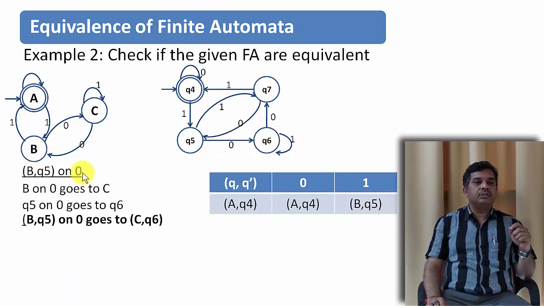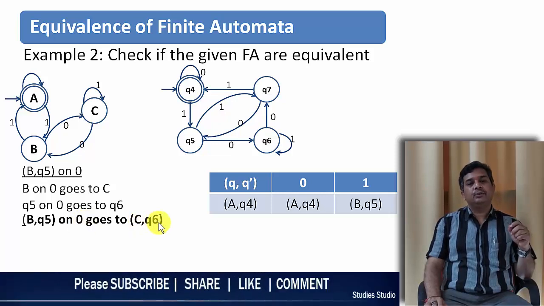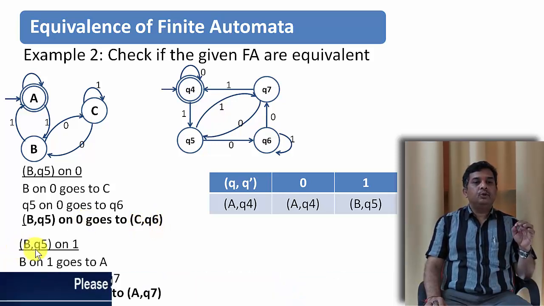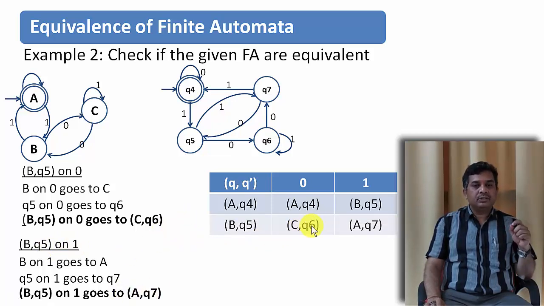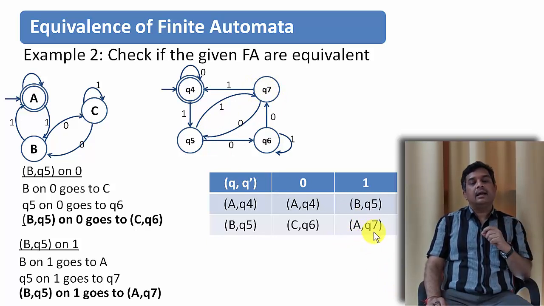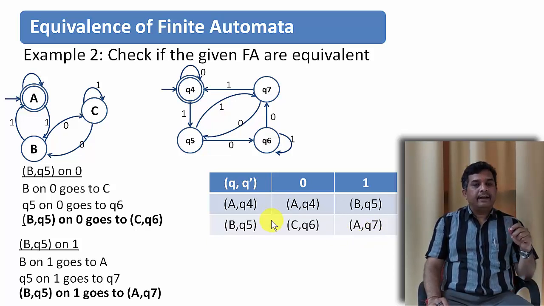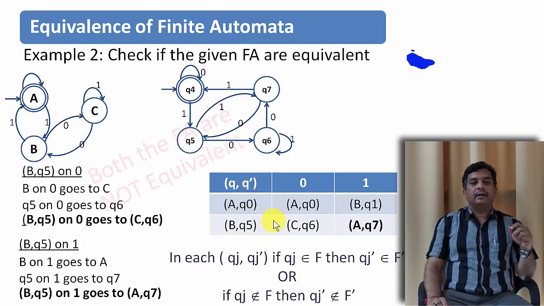Now BQ5 on 0. B on 0 goes to C and Q5 on 0 goes to Q6. So BQ5 on 0 goes to CQ6. Similarly, BQ5 on 1, it will go to AQ7. Now you can say CQ6. C and Q6 are non-final states, and A and Q7: A is a final state whereas Q7 is a non-final state. So in this pair, one is a final state and another is a non-final state. So we'll stop here and say these two finite automata are not equivalent.